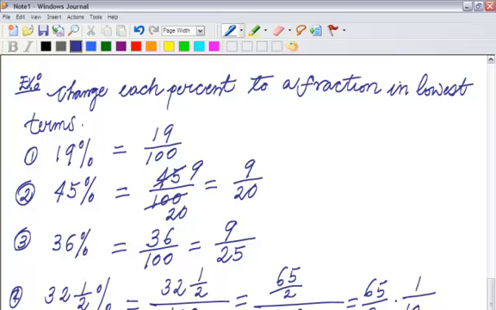Now we are going to reduce it. So 65 divided by 5 is 13, and 100 divided by 5 is 20. So what do I have then? 13 over 40. So in this case, I am getting this answer.